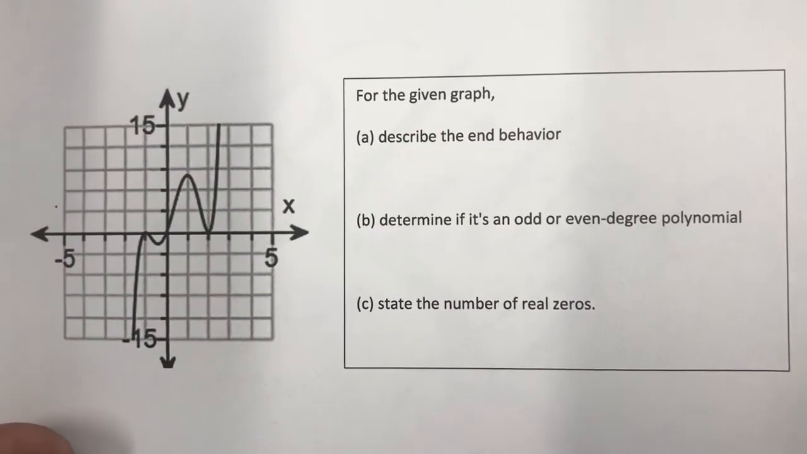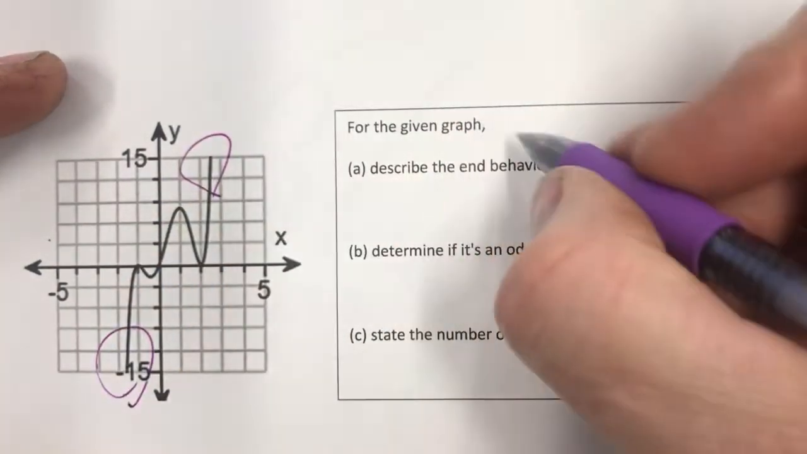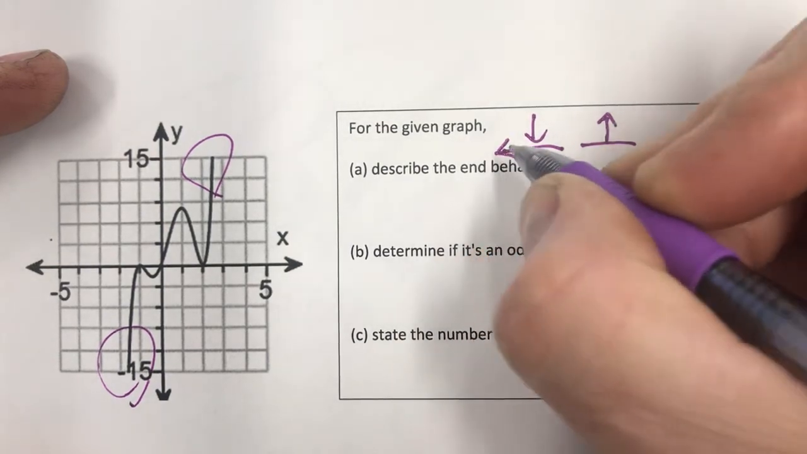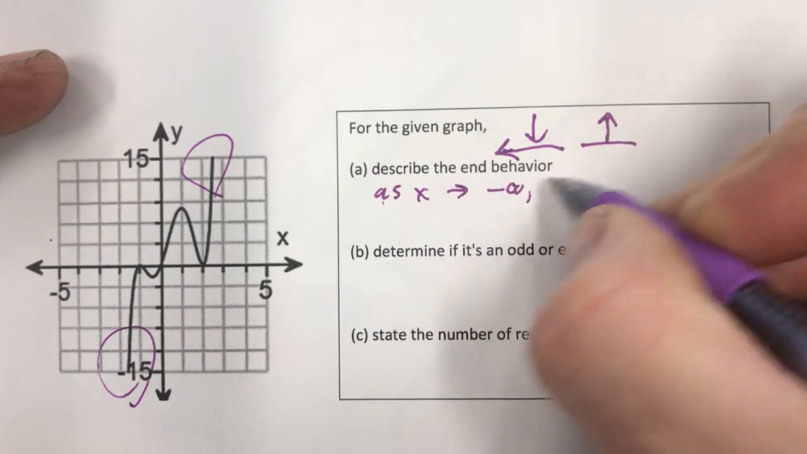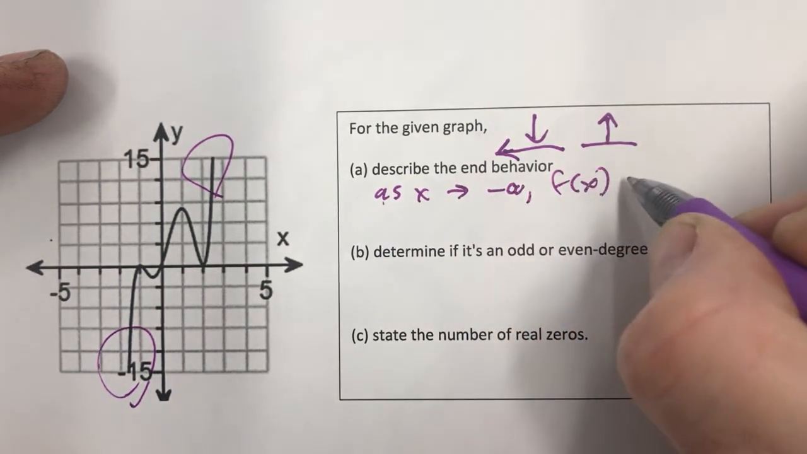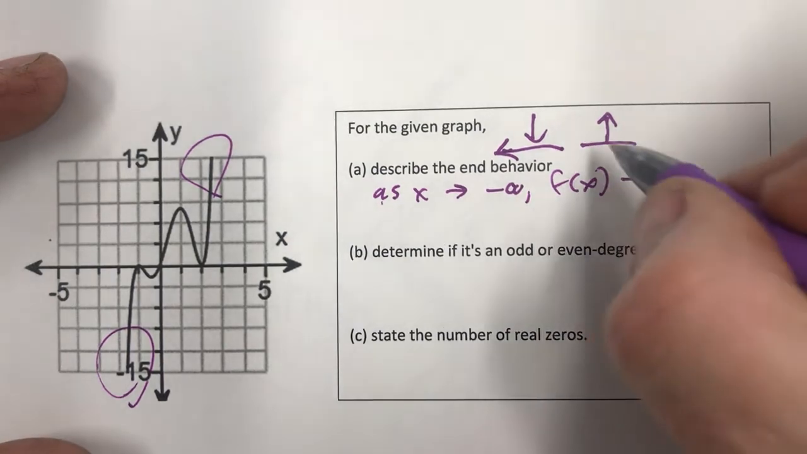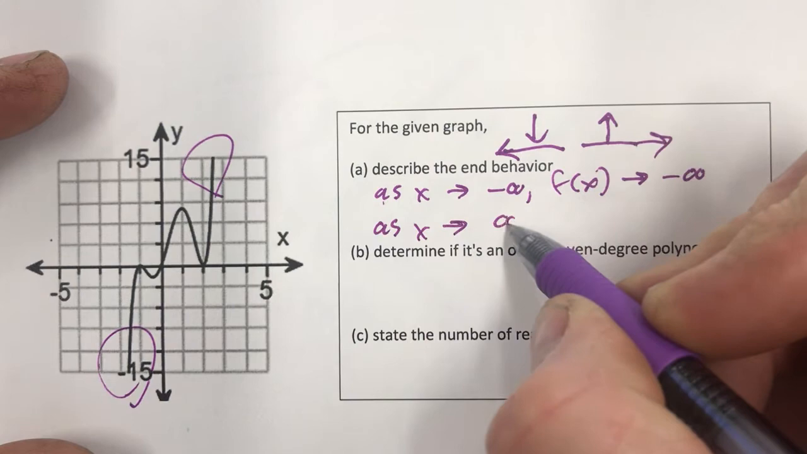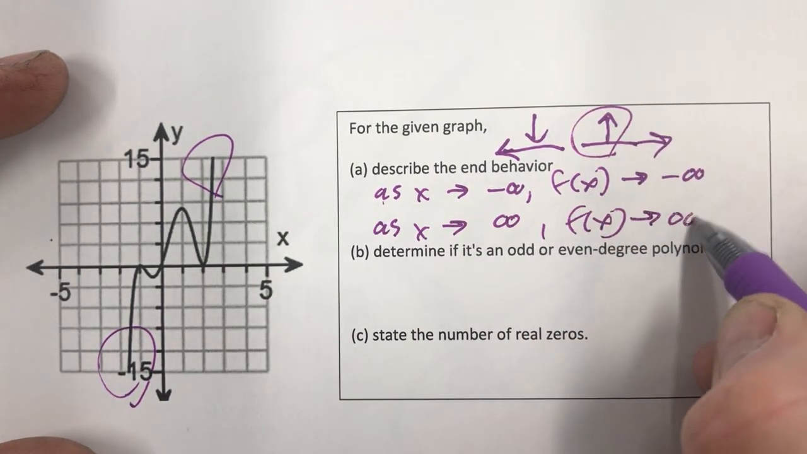Okay, and then one last one here. Describe the end behavior. This one's down, this side's up. As x approaches negative infinity, the function of x goes down. So that approaches negative infinity also. On this side, as x approaches positive infinity, the function here goes up to positive infinity.